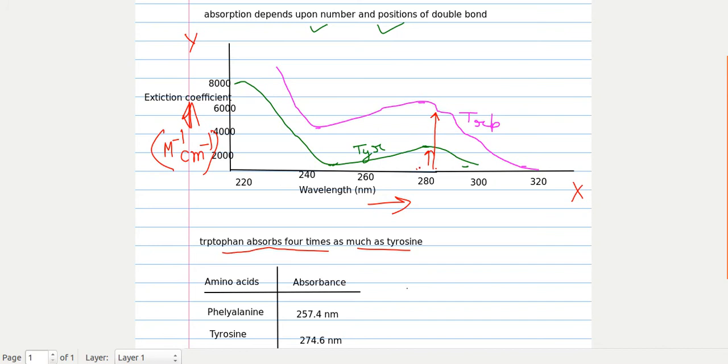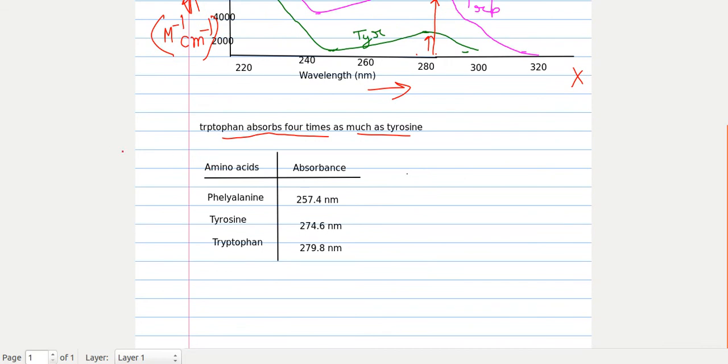So look at the phenylalanine. Phenylalanine absorbs at 257 nanometer, tyrosine absorbs at 274.6 nanometer, and tryptophan, the most important one, absorbs at 279.8 nanometer, which is around 280 nanometer. So this property is most useful in the quantification of the proteins.